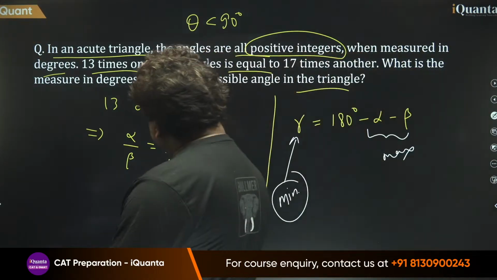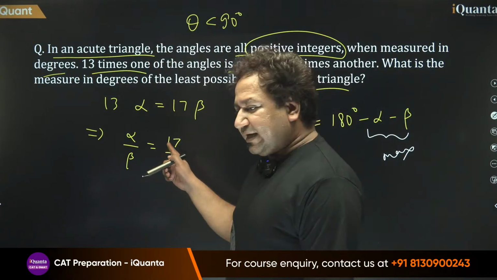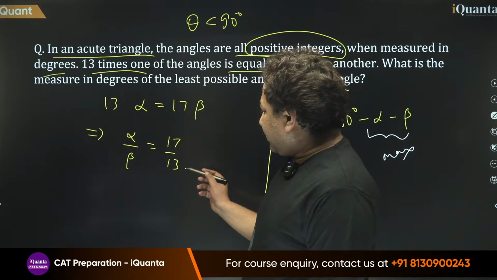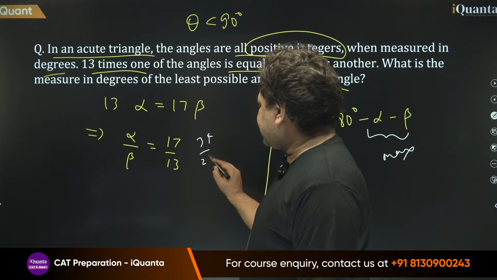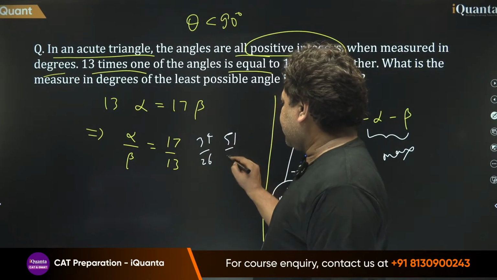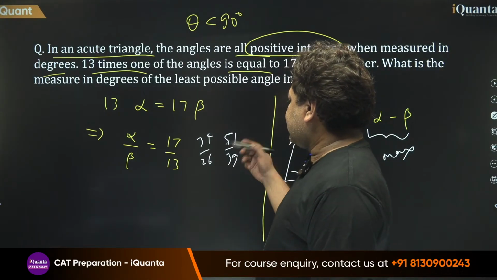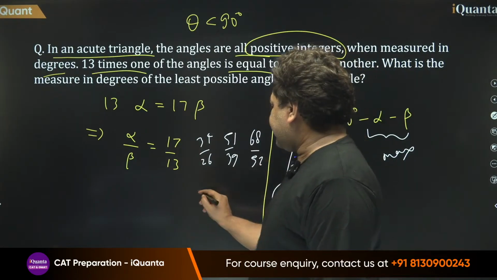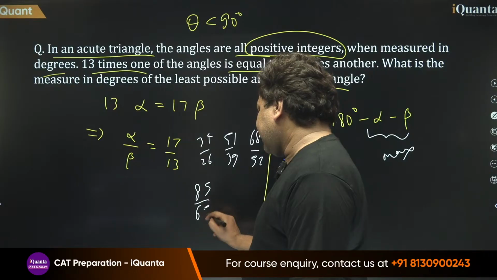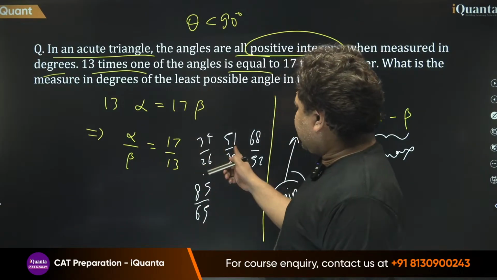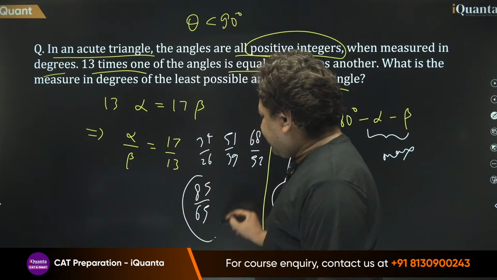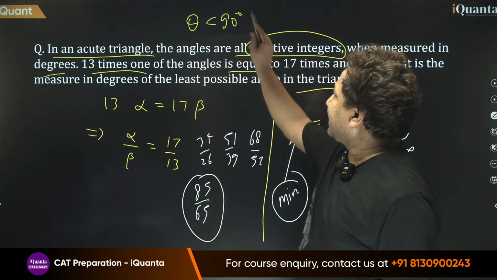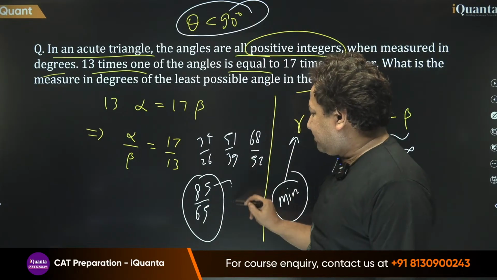How would I maximize that? I know the ratio of alpha and beta is 17 upon 13, right? So it can be what? It can be 34, 26, it can be 51, 39, 17 4s are 68, 13 4s are 52, 17 5s are 85, 13 5s are 65, and keep on multiplying by 2, 3, 4, and 5. Now, see here, I got 85. The moment I multiply it with the next multiple, that is 6, I would have crossed 90. I cannot cross 90. This is the maximum possible value for alpha and beta.